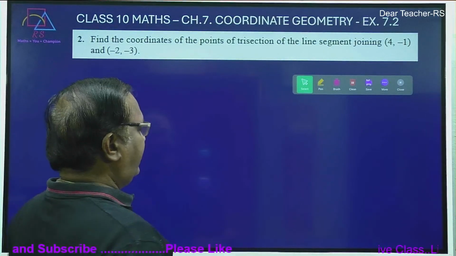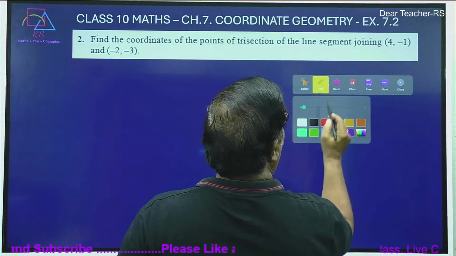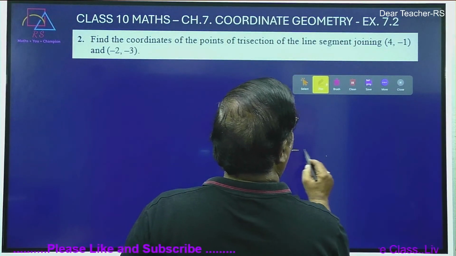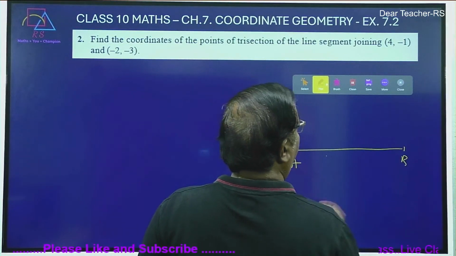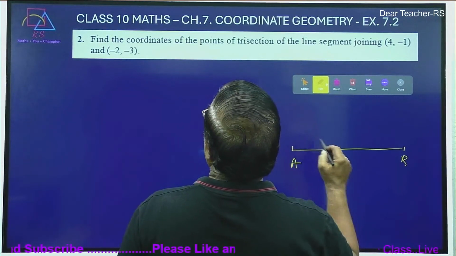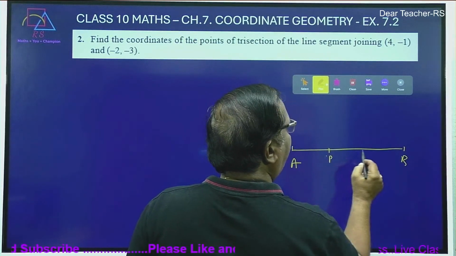सो ए ट्राइसेक्शन का मतलब क्या है? For example again, AB is there, AB. Now trisection means this AB is getting trisected by P and Q.